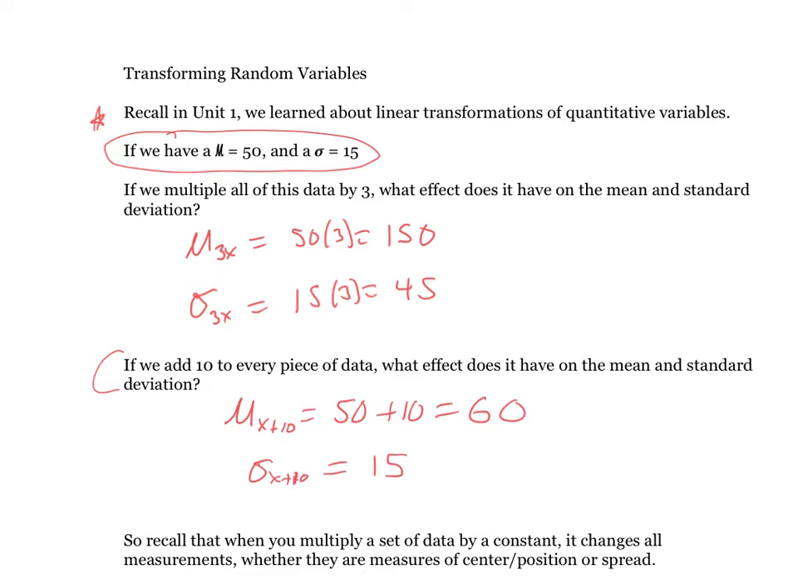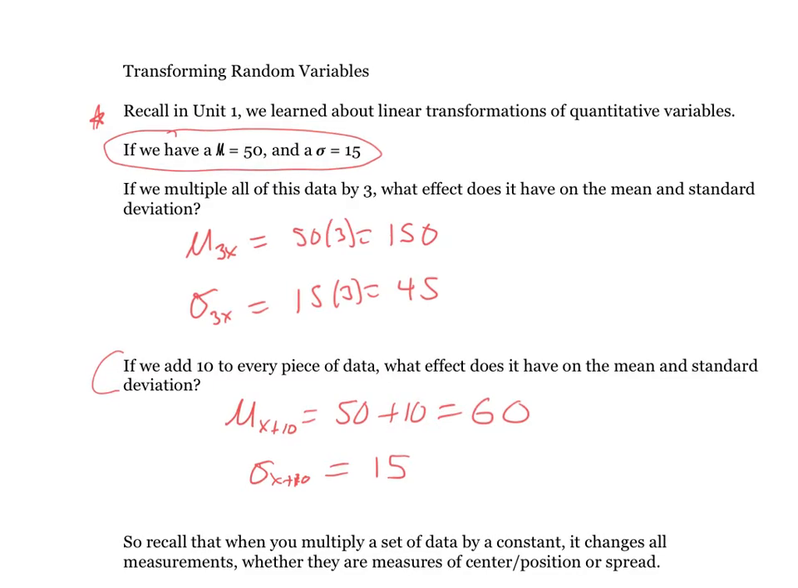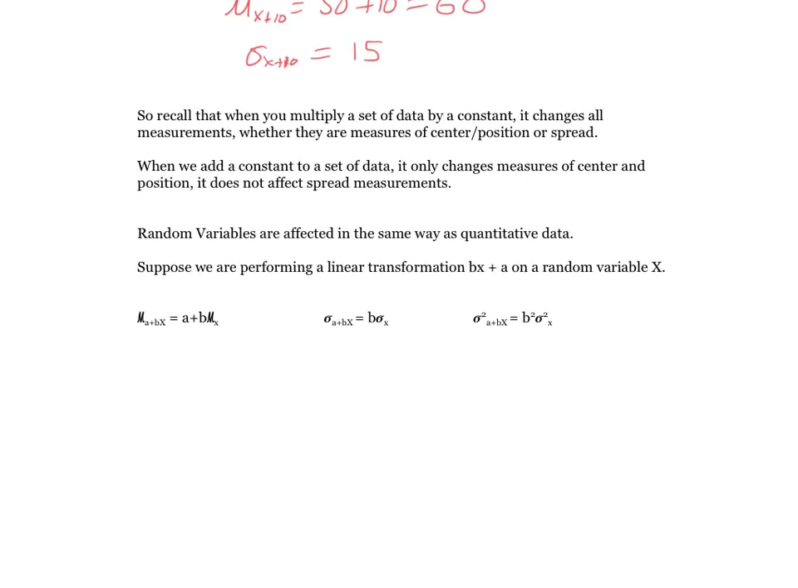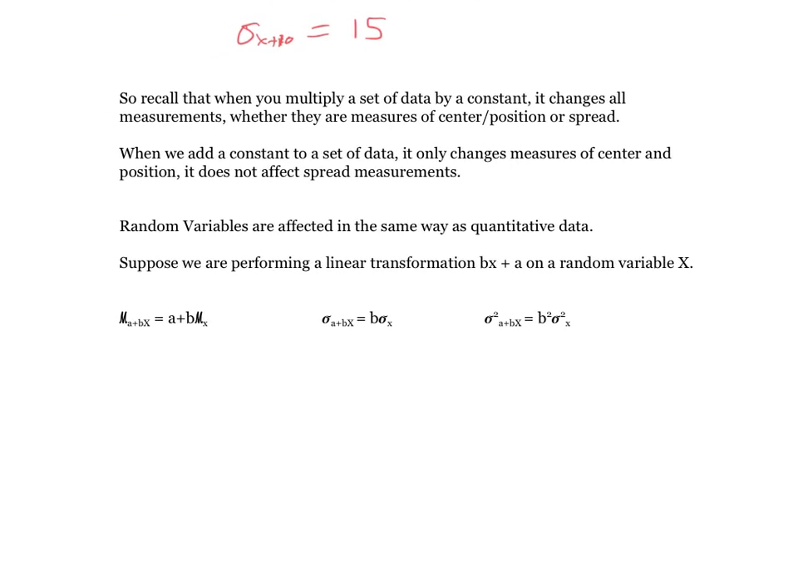So things like range, IQR, standard deviation, those type of things, interquartile range, those would not change simply by adding 10 to every piece of data. It's only multiplying that changes the measures of spread. So how does this relate to random variables? It's almost exactly the same.